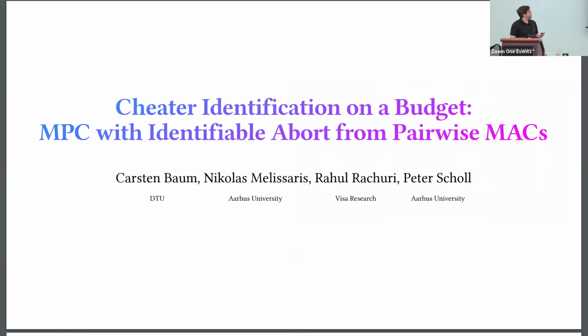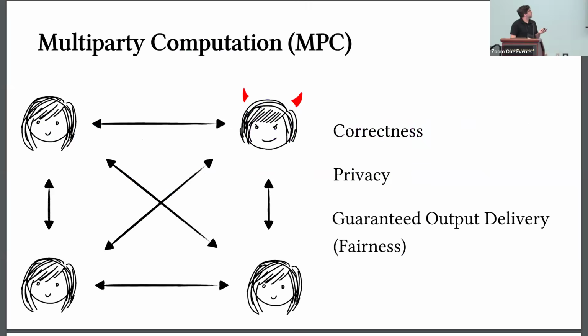All right. Hi, I'm going to give the first talk of this mini session, Cheater Identification on a Budget: MPC with Identifiable Abort from Pairwise MACs, joint work with Carsten Baum from DTU, Rahul Rachuri from Visa Research, and Peter Scholl from Aarhus University. Since this is the MPC track, I'm going to skip the very regular intro that you usually get. I'm going to jump straight into identifiable abort.